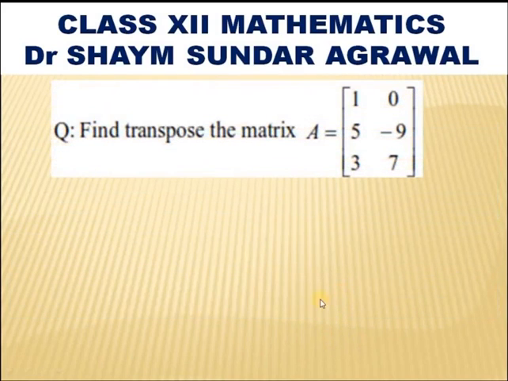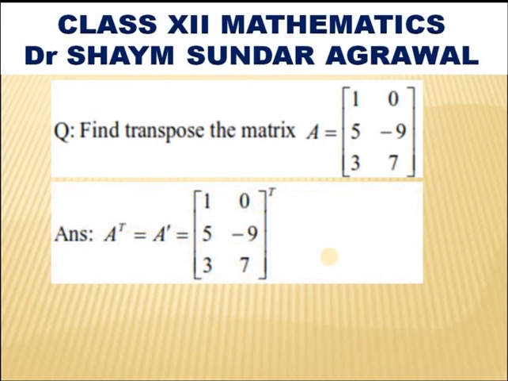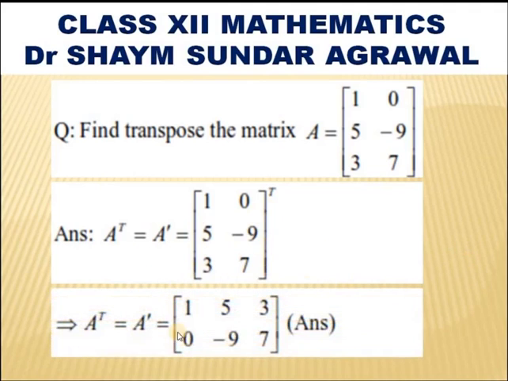So let us take an example. Find out the transpose of the matrix A, where A is [1 0; 5 -9; 3 7]. Here matrix A is of order 3 cross 2, 3 rows and 2 columns. So let us find out its transpose. A transpose or A dash means matrix A transpose. That means as per the definition, we interchange all the rows into columns. So first row, second row, third row change to first column, second column and third column.